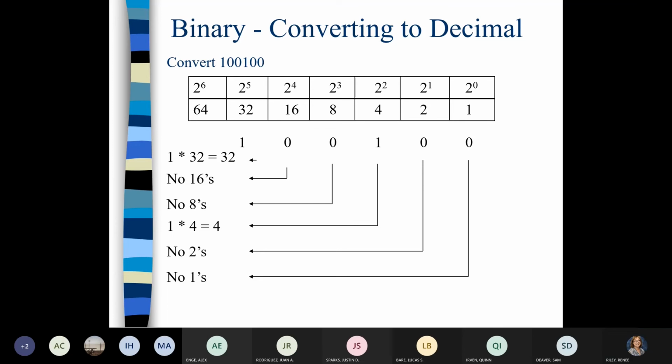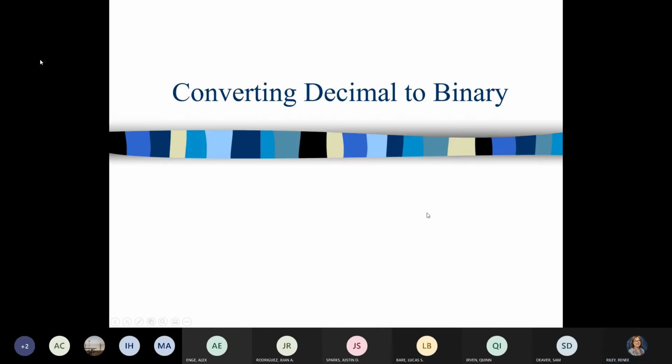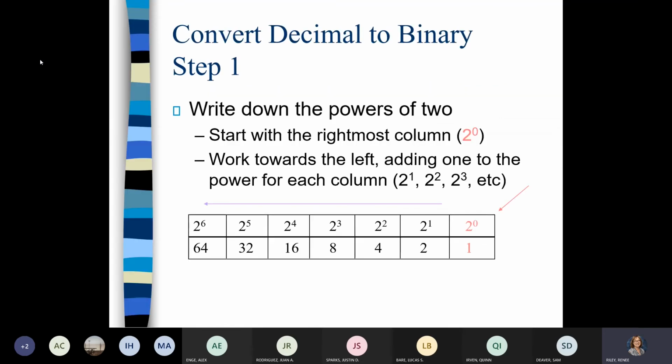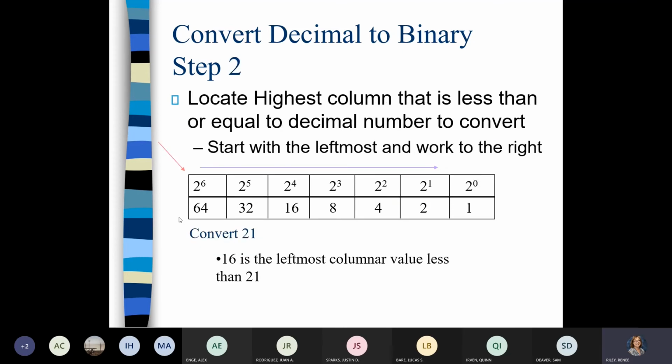Okay, let's go the other direction then. Some people are already just on it. Now we say we have a decimal number and we would like to convert it to its binary equivalent. Again, we're going to start by writing down the powers of 2, starting at that least significant digit and working our way over.